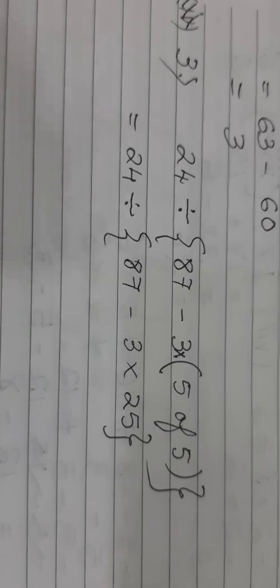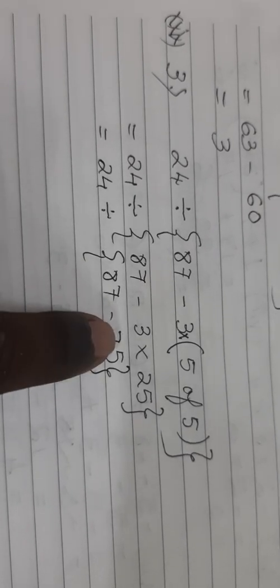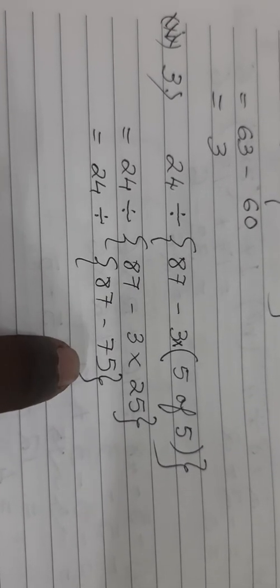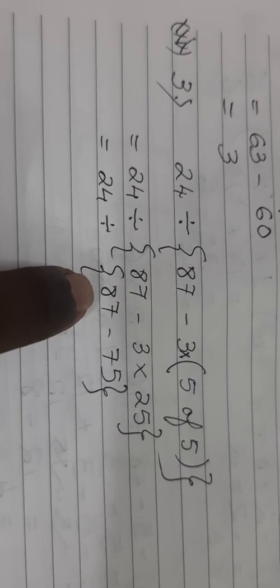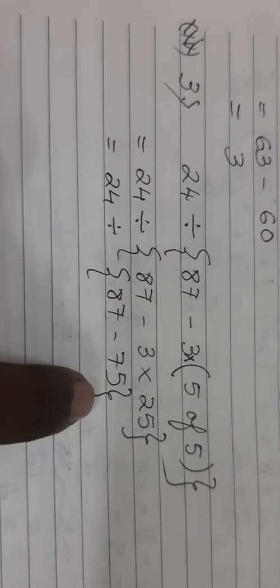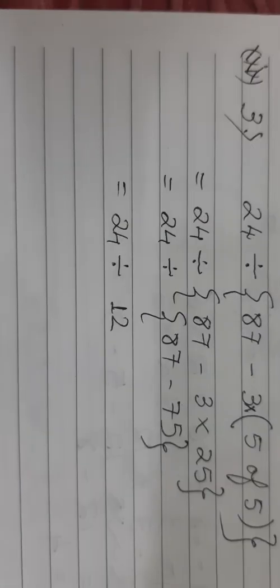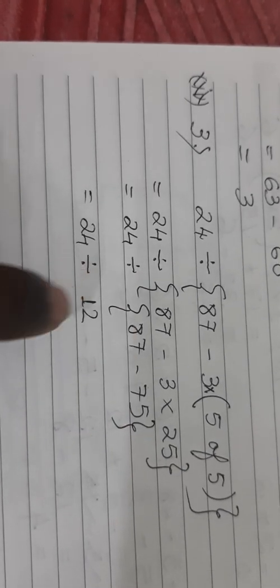So 25 into 3 is 75. So 25 into 3, 75, is written over here. Now finally we have only one operation within the second bracket, 87 minus 75. So 75 subtracted from 87 is 12. So 87 minus 75 in the next line will be written as 12 without the brackets. As you can see, 87 minus 75 is 12. Since we got a single value, no need of the brackets anymore.